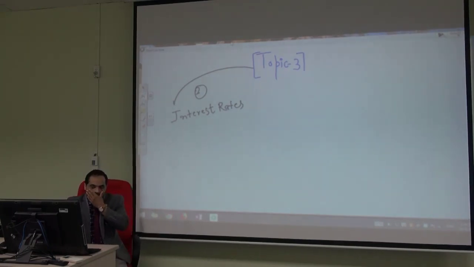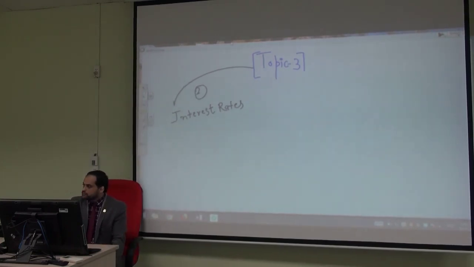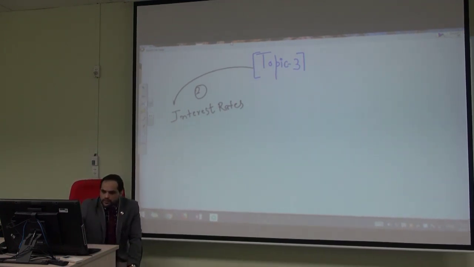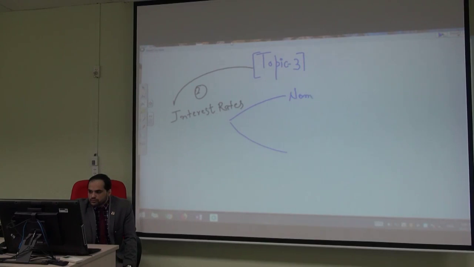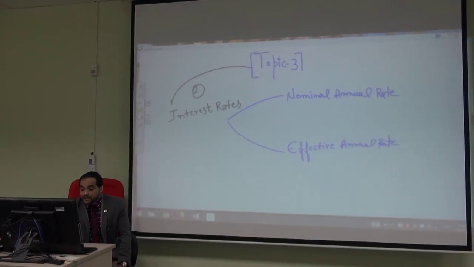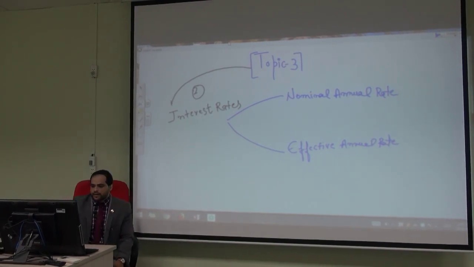Interest rates. So we have 2 types of interest rates here, right? The first one is the nominal annual rate, and the second one is the effective annual rate, right? NAR and EAR.